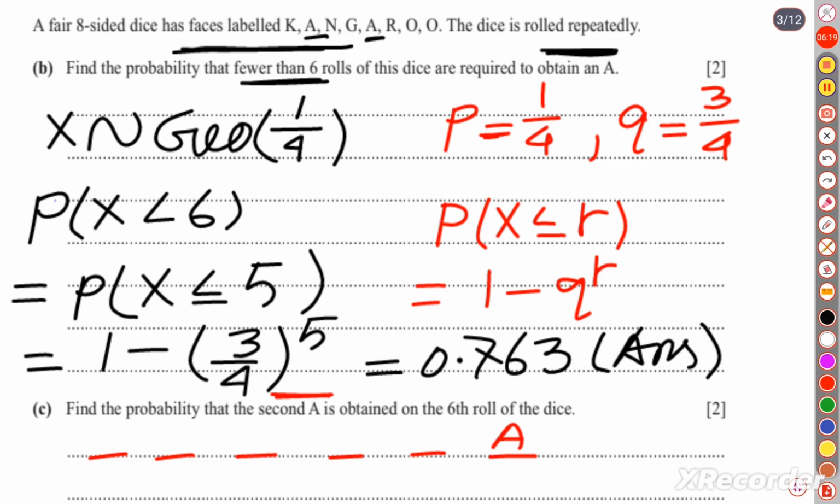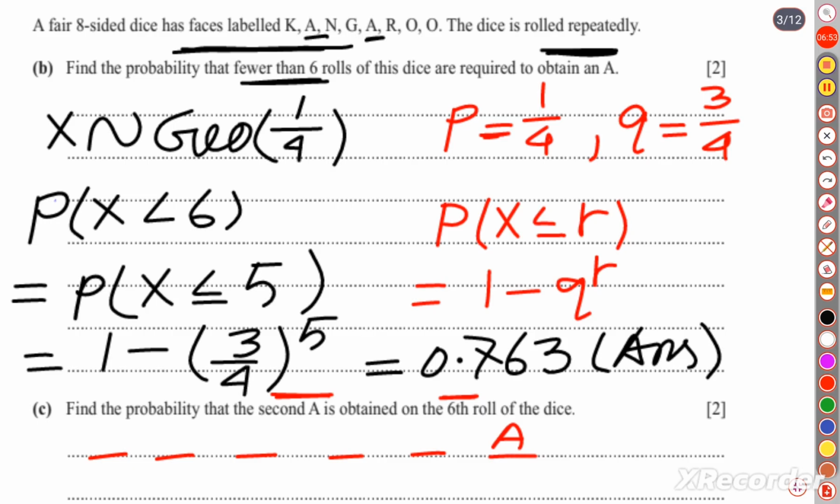So this is for the second A, and it was obtained on the sixth roll. That means on the sixth roll there was nothing but success. So on the sixth roll we have obtained an A, but among the first five rollings there is no certainty of success. We succeeded once among these five, but we don't know the exact roll number when we succeeded. So this is somewhat a binomial distribution, and the final one is nothing but success.